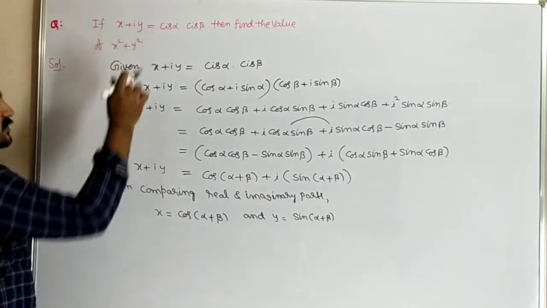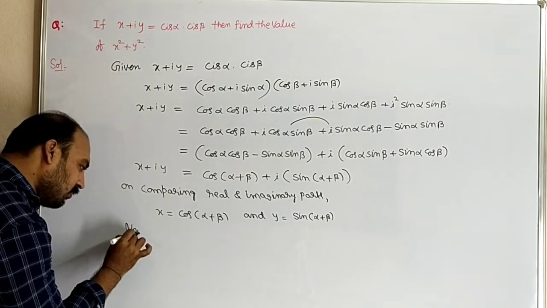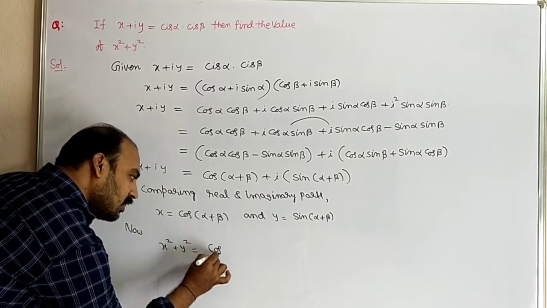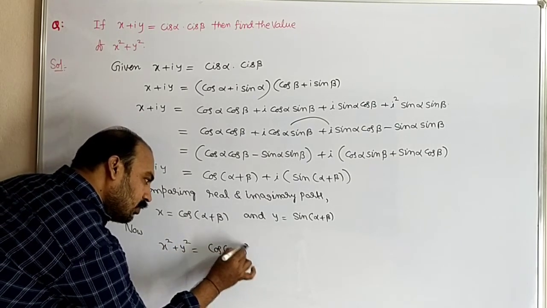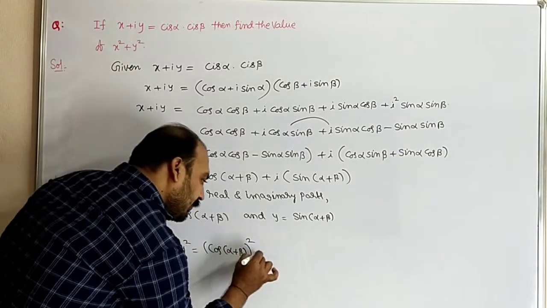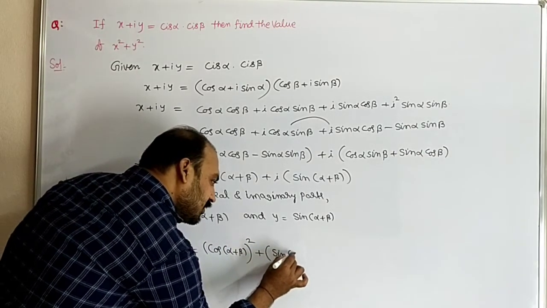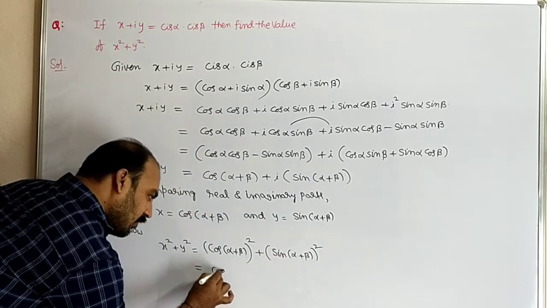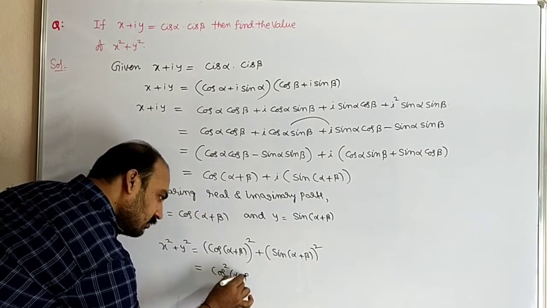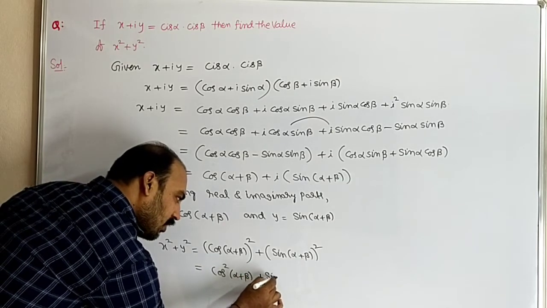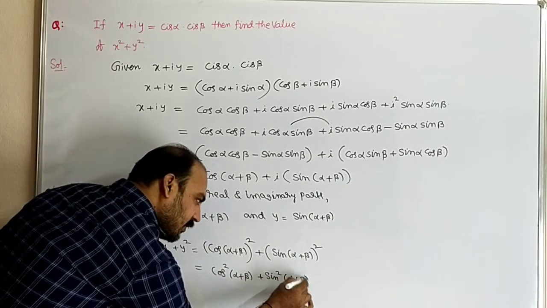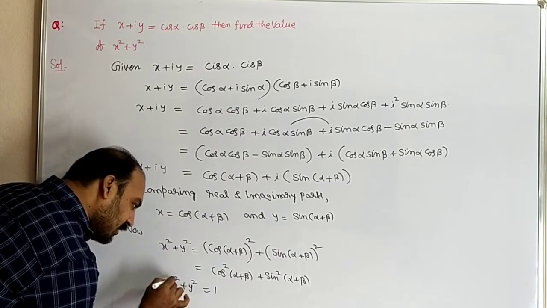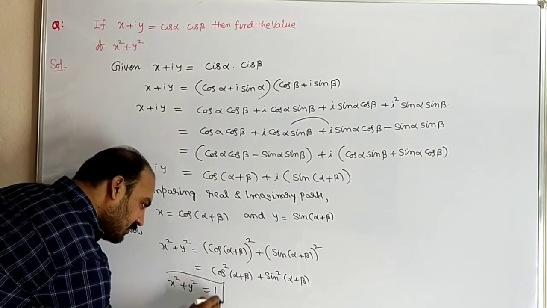Now they are asking x square plus y square. x square plus y square equal to cos of alpha plus beta whole square plus sin of alpha plus beta whole square. So cos square of alpha plus beta plus sin square of alpha plus beta. It is in the form of sin square theta plus cos square theta. The value is 1. So x square plus y square is equal to 1.